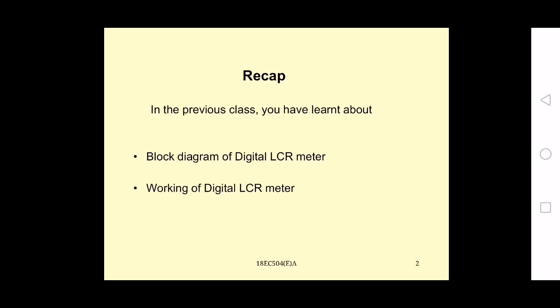Now we are going to the specifications of the digital LCR meter. As we have already known, specifications are given by the manufacturer in the data sheet, on how we have to operate the instrument, as a safety precaution for the user as well as the instrument. So what are the operating conditions, what is the maximum frequency which can be allowed, like that.